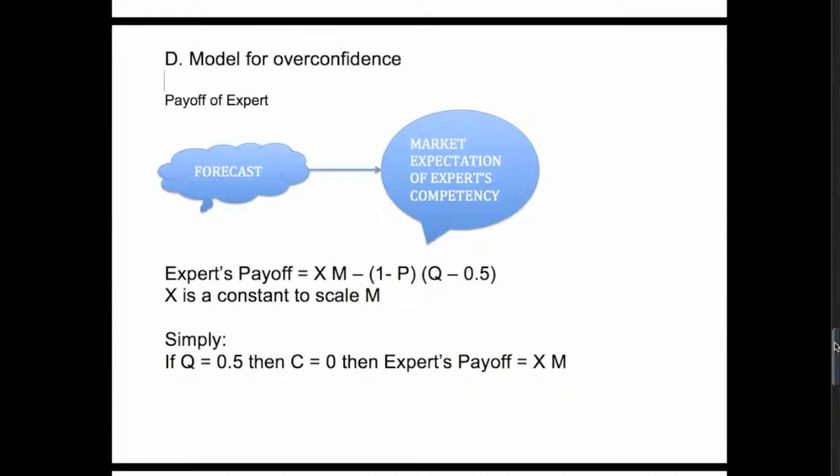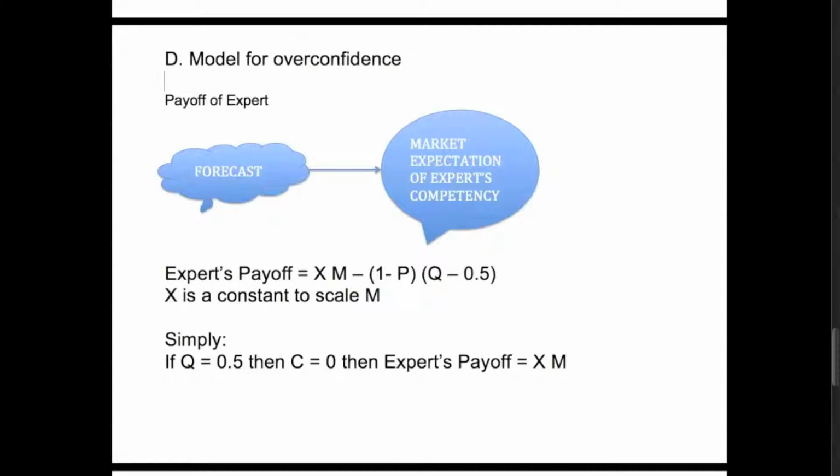So now we define the payoff of the expert. His job is to give a forecast, so how much does he get paid in the end, or what payoff does he receive? The forecast goes to the market, which sees the forecast and the person giving it, and says, we expect this person to be so competent. That's what I've called M.